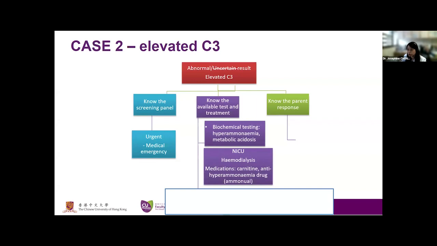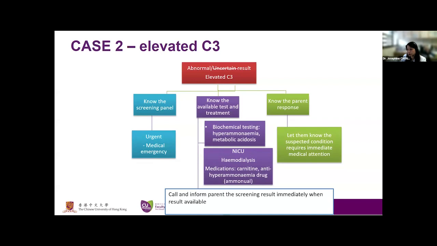And the NICU should be prepared, and possible hemodialysis should also be prepared. Medications such as carnitine and anti-hyperammonemia drugs should be available if we are handling this group of patients. And we have to know the parents' response and let them know that this group of conditions may require immediate medical attention, so that they can bring the patient back to the hospital as soon as possible. So even though the result is available on a Friday evening, the patient should be brought into the hospital that night.